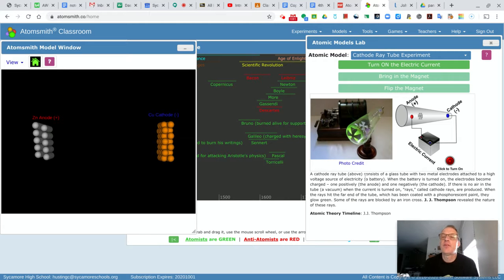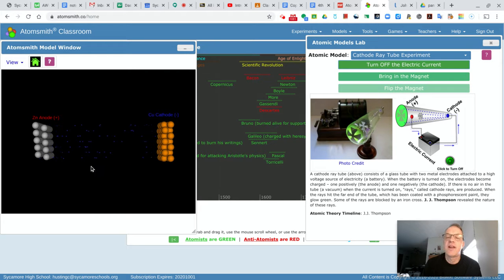So the idea is that, and we actually have one, this is called a cathode ray tube, and basically you've got copper and zinc. And I'm going to turn this on. Right, so what happens is these electrons, or sorry, they didn't know they were electrons, these little pieces come flying out of the cathode and they hit the zinc anode, which is positive.